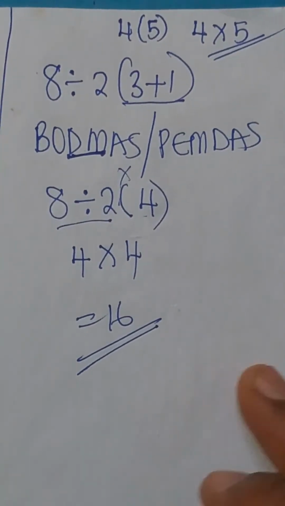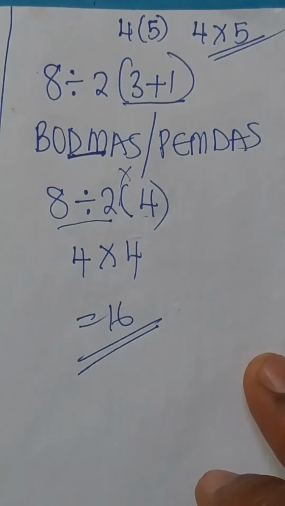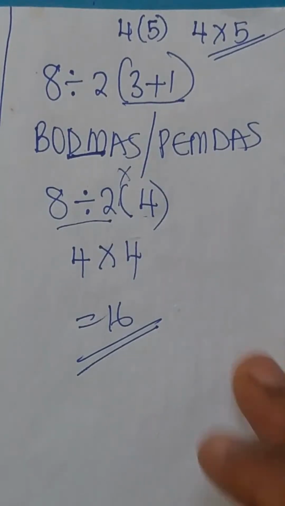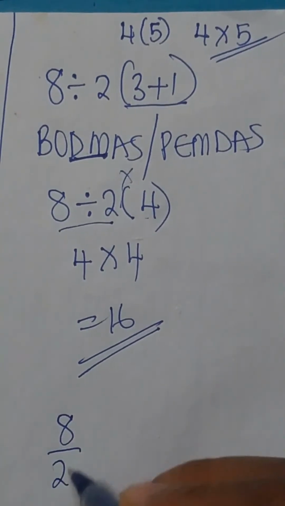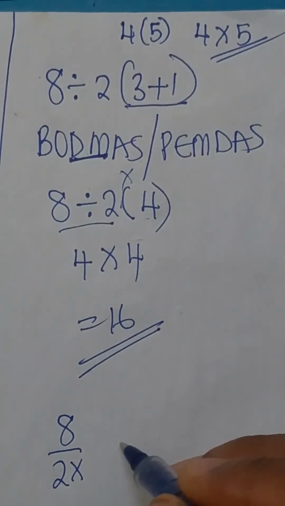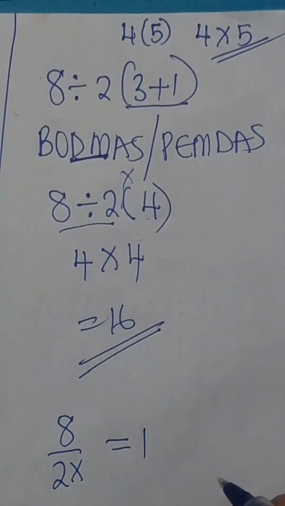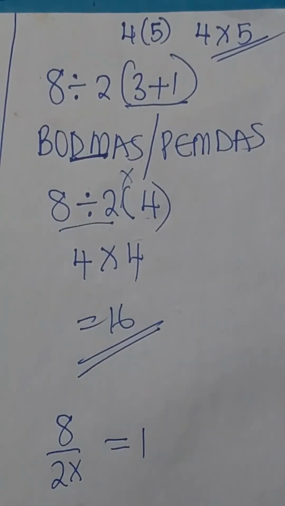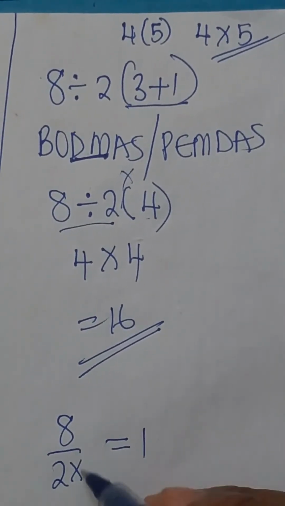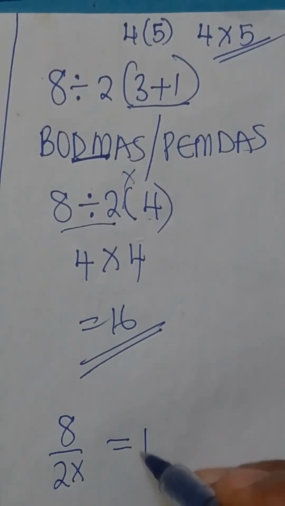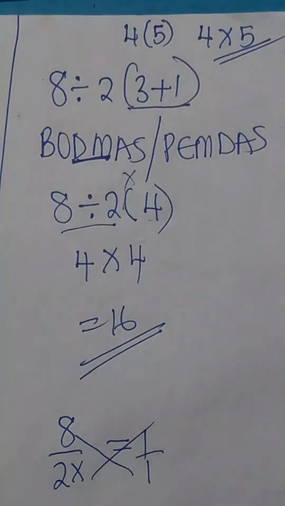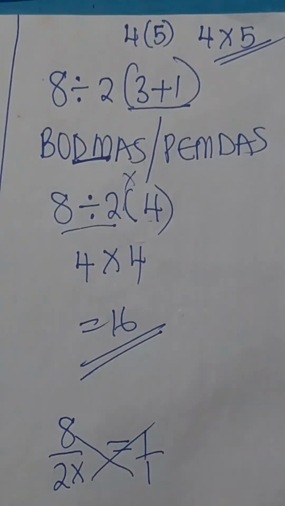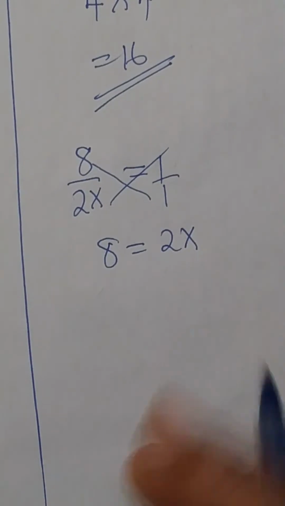So if you want me to solve any question for you, what about 8 divided by 2x equal to 1? 8 divided by 2x is equal to 1. Here I have to write it like this so that it's easy for me to solve it. You know, 1 is 1 over 1. You just cross multiply. You have 8 is equal to 2x.